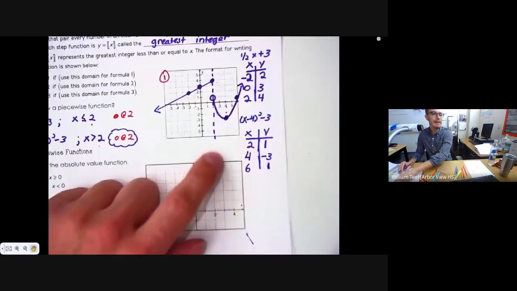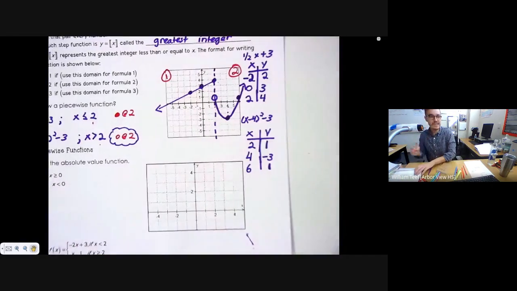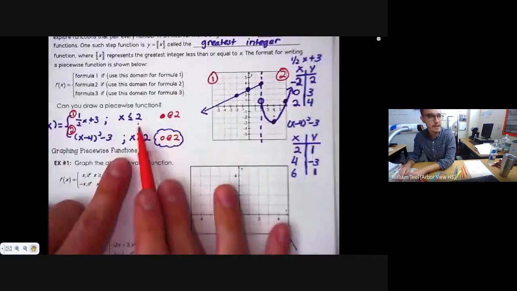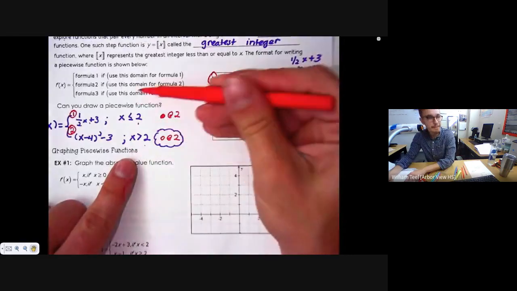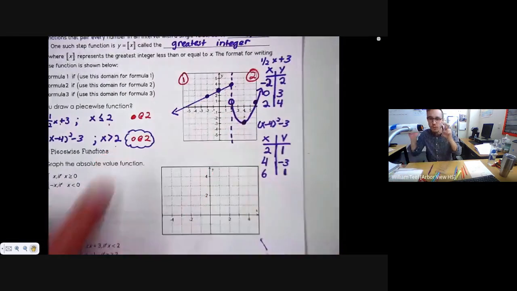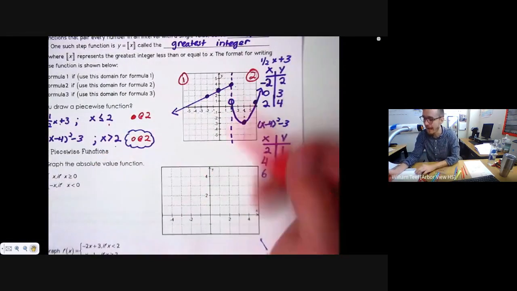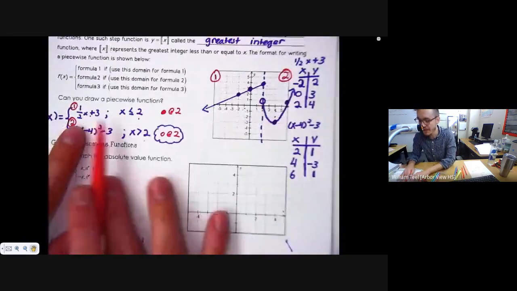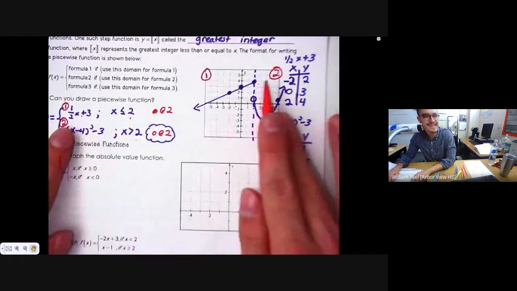So now I have graphed the right-hand side of that function. Once again, this criteria here is very important. We know that something big is happening at x equals 2. That's kind of like my asymptote, sort of. That's where I'm stopping and starting the function. So the first function is on the left-hand side, but that function has to stop here.